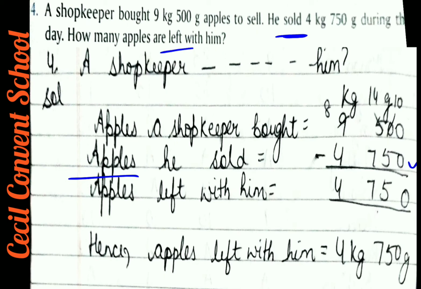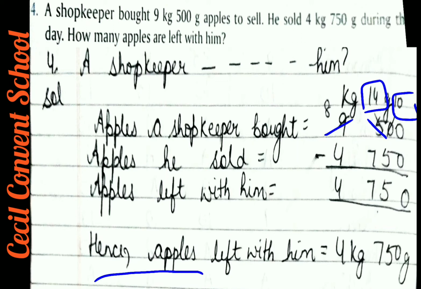After that you have to find what is left. Left means what? Minus. Apple left with him. 0 minus 0 is 0. From 0 you can't minus 5. So you take from 5 and this 5 becomes 14. So this 0 becomes 10. 10 minus 5 is 5. 14 minus 7 is 7. How? Because I have taken from this 9, and this 9 becomes 8. 8 minus 4 is 4. So here you write a hence line. Hence apple left with him is 4 kg 750 gram.